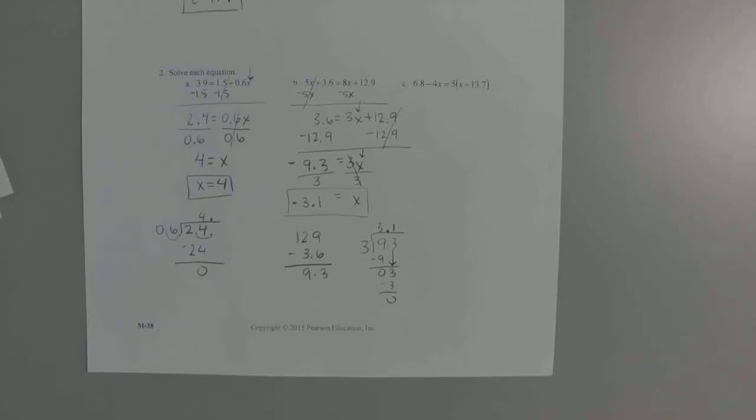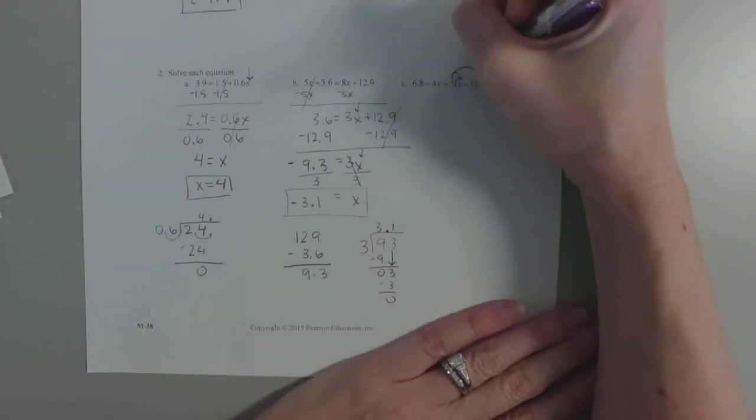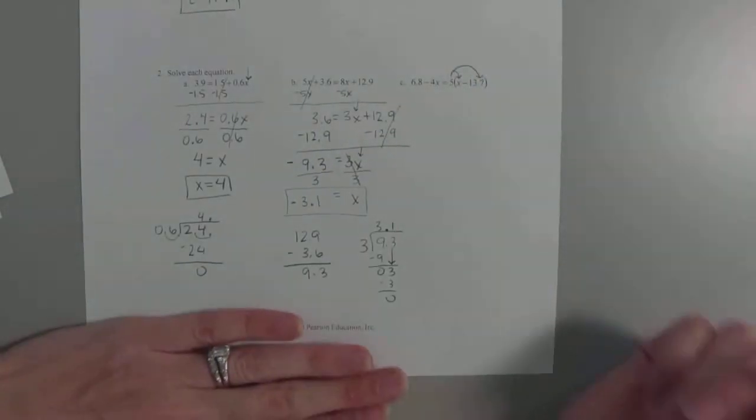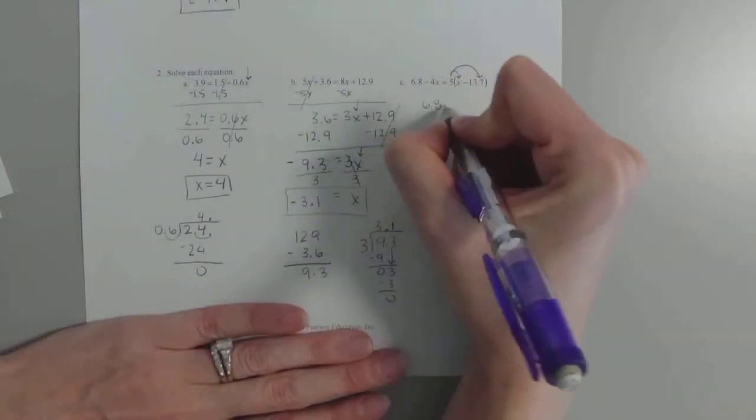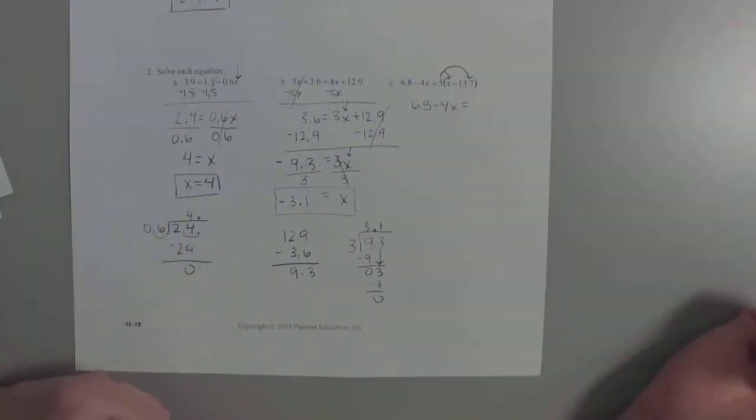So what's the first thing we need to get rid of? We need to get rid of those parentheses. So what was that rule? What was that property we learned to get rid of those parentheses? What do we have to do? Distribute, okay? So we're going to take this 5 times the x and this 5 times 13.7. Who's going to hang out? 6.8 minus 4x as we do it.